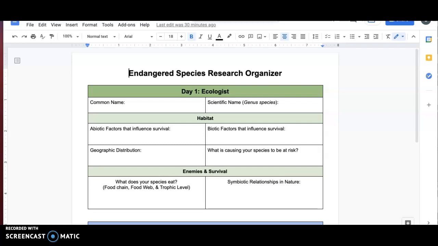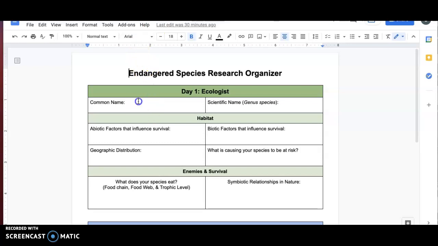We're going to take our knowledge of organisms and apply it and do some research, and we're going to end up creating a quick little poster on an endangered species. You're going to get to choose one of them, and you're going to fill out this graphic organizer for today.